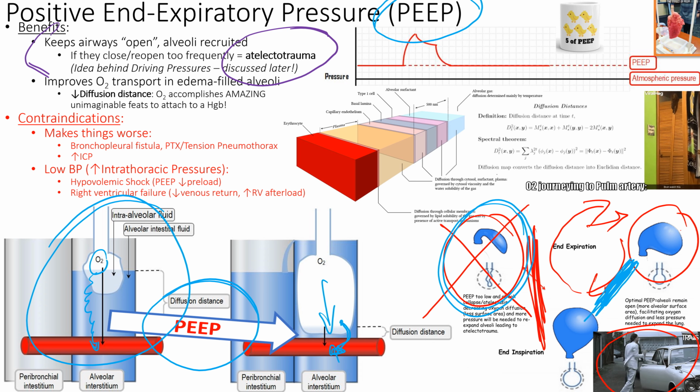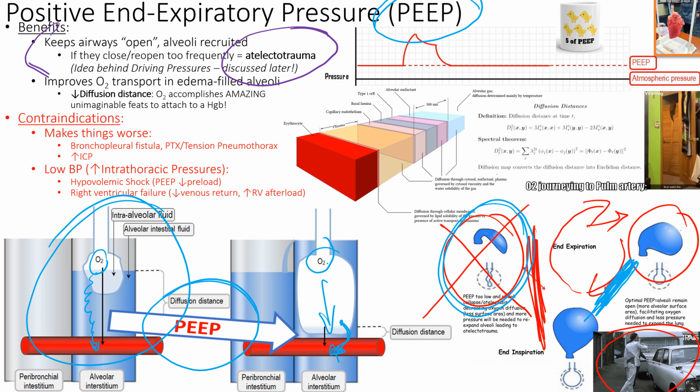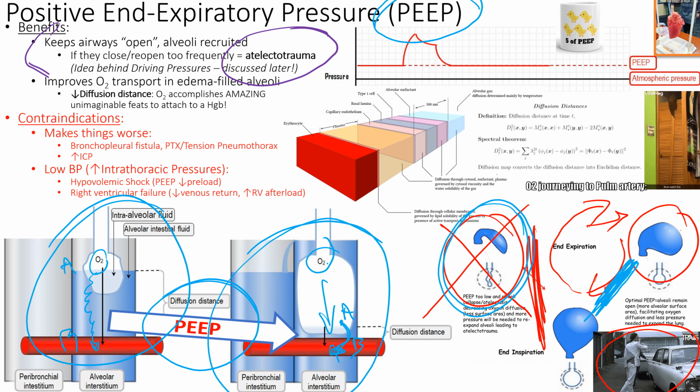Okay, so again, with the O2 we're going to improve pulmonary edema, improve oxygenation in pulmonary edema by decreasing the distance it has to travel from point A to point B versus this point A to point B, right? It's much easier in this situation right here. It's called the diffusion distance. And if you're fancy, you can calculate it, right?